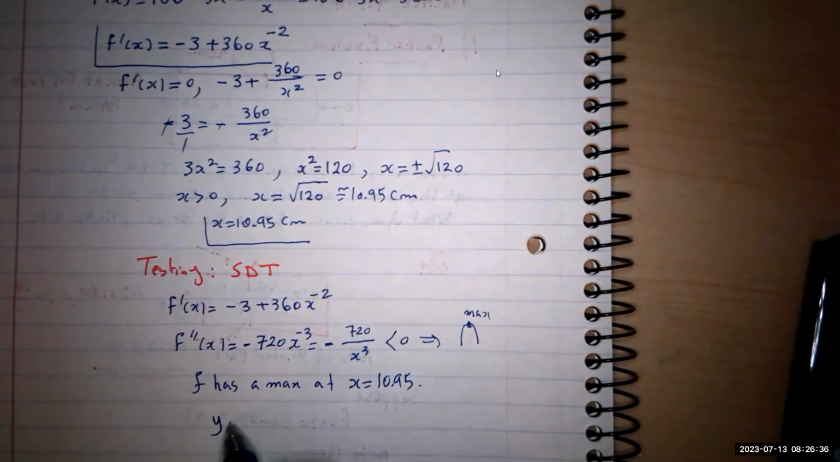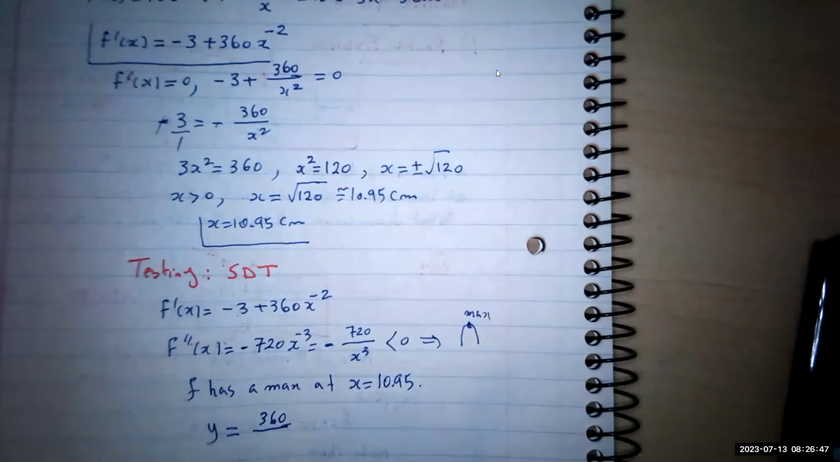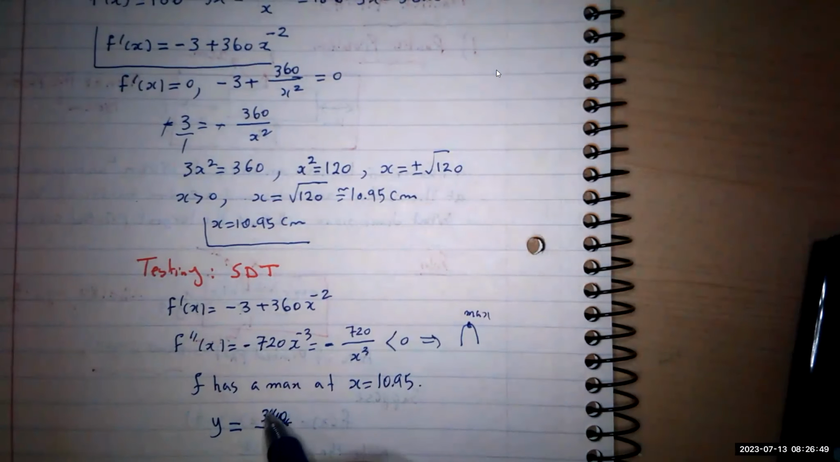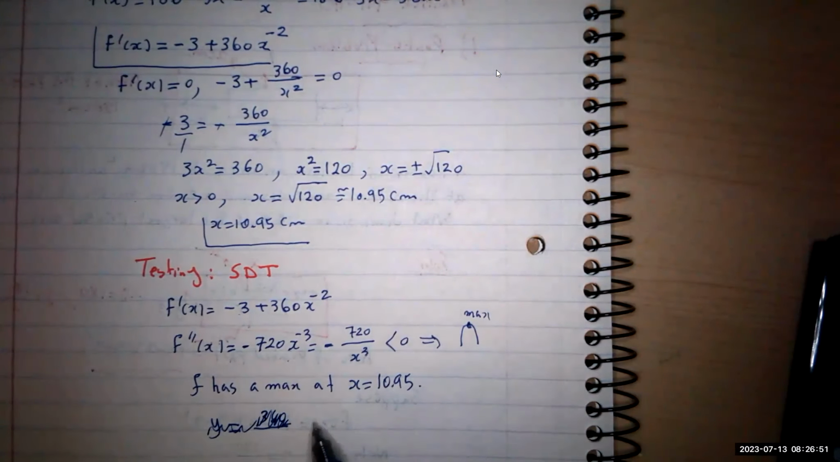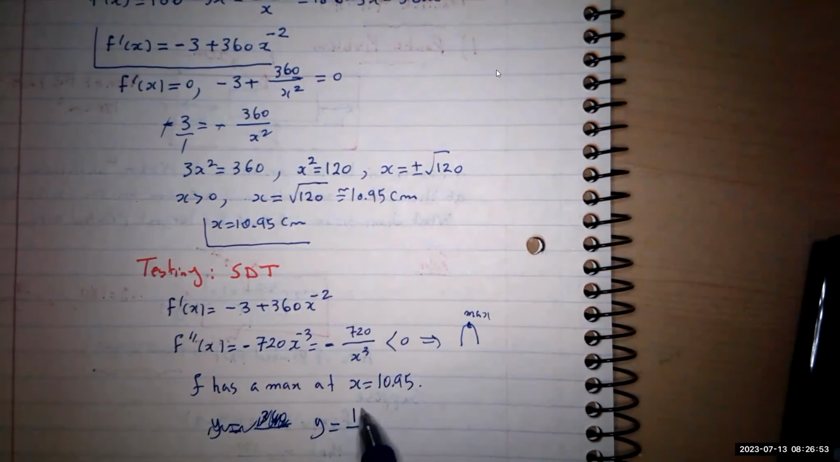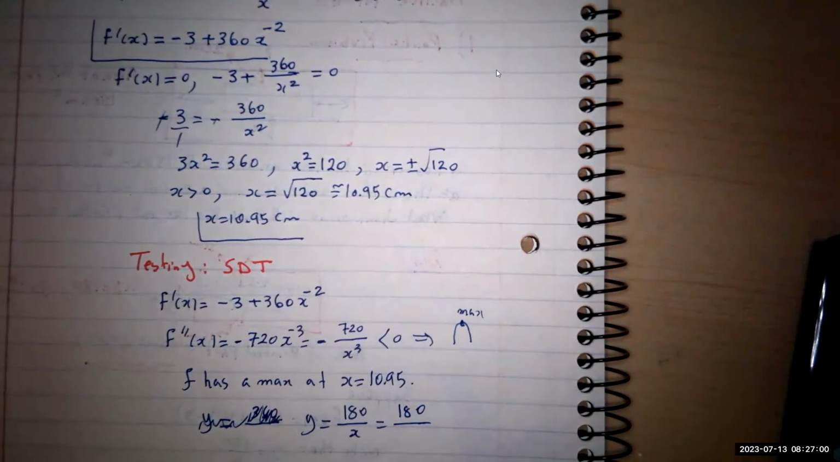So what is going to be the y? Remember, y is equal to, sorry, that was the 180. So y is equal to 180 over x. You can write 10.95 or just the square root that we did. So it's going to be 180 over 10.95.